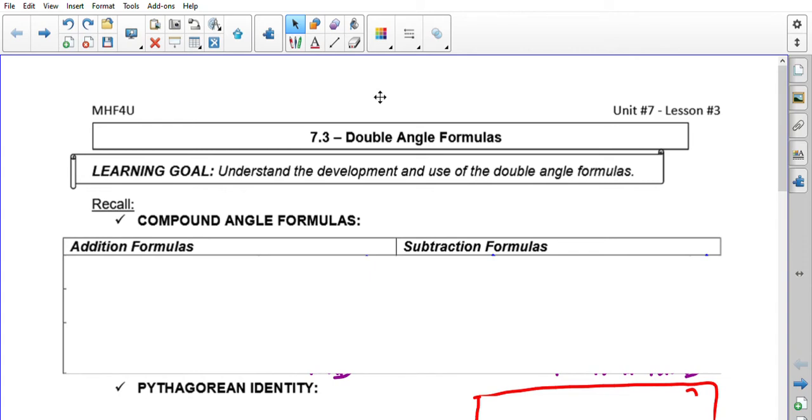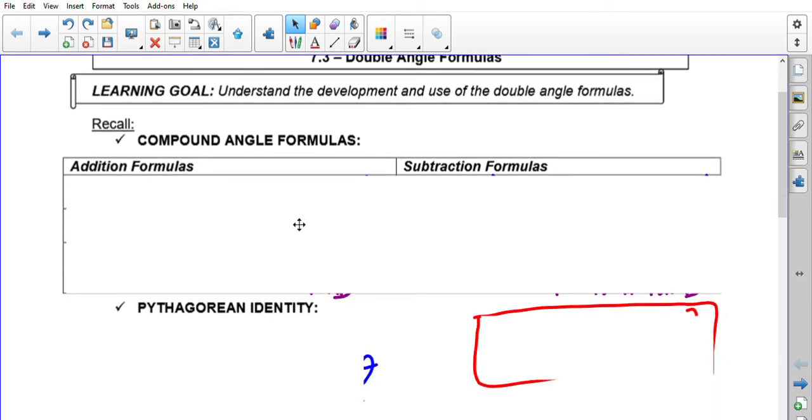Hello class, today we're going to go over Unit 7, Lesson 3, 7.3 double angle formulas. These are the last set of new formulas that we are going to deal with this unit. We're going to add these to our formula sheet, and obviously you can still use these during assessments.